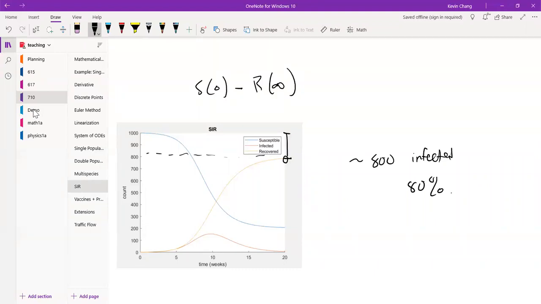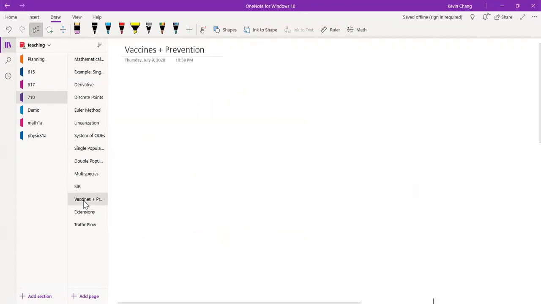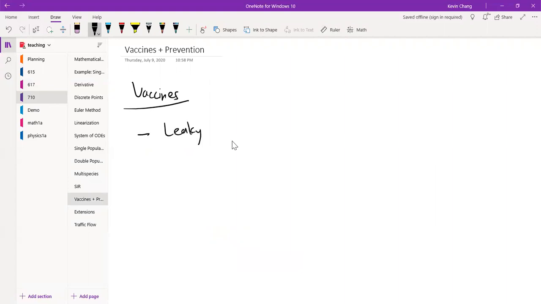That's pretty bad. So obviously governments, people, everyone wants a method to try to prevent and limit how badly an epidemic will spread through a population. And so that's where we come into topics of vaccines. So for vaccines, there are two categories of vaccines. There's one called a leaky vaccine, and there's one called an all or nothing. So I'll explain what these mean.